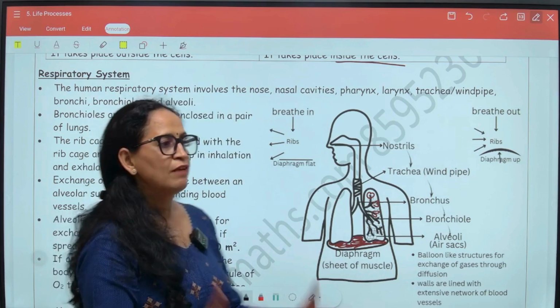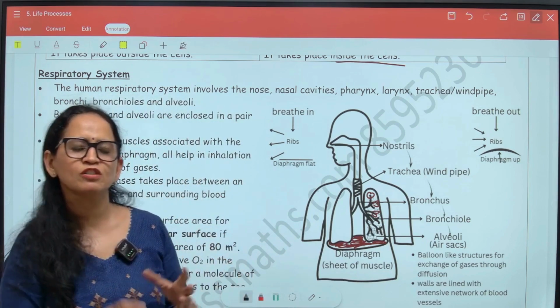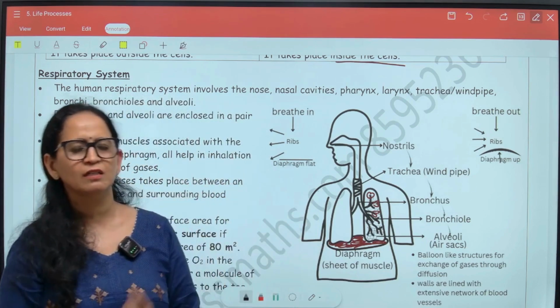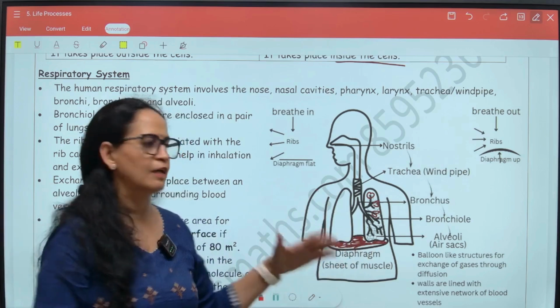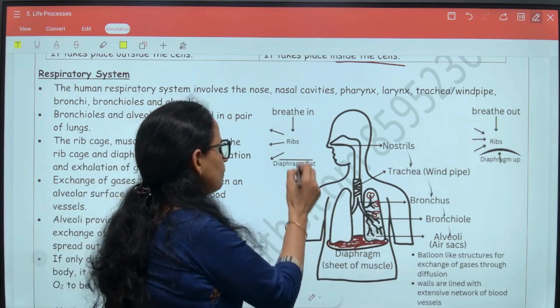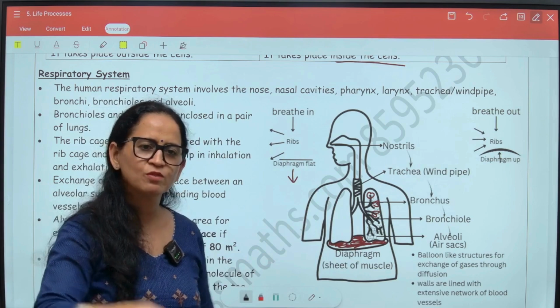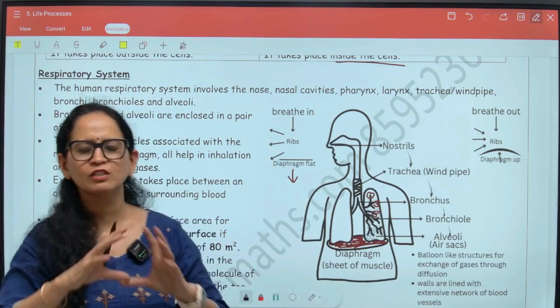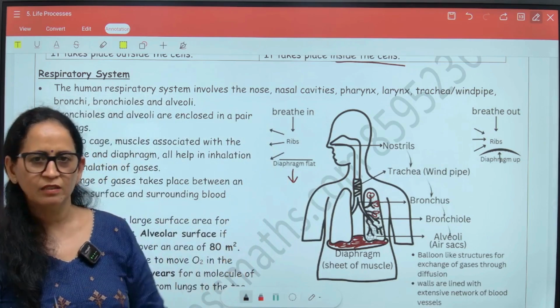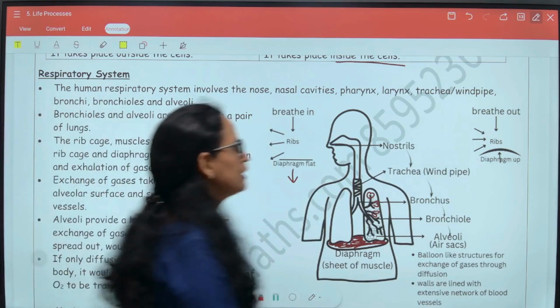So, when we inhale, the lungs need sufficient space to expand and take in the inhaled air. For this, the ribs move outwards and the diaphragm is pushed down, it becomes flat. So, the diaphragm becomes flat, ribs move outwards, and the lungs have sufficient space to expand and take in the inhaled air, right?